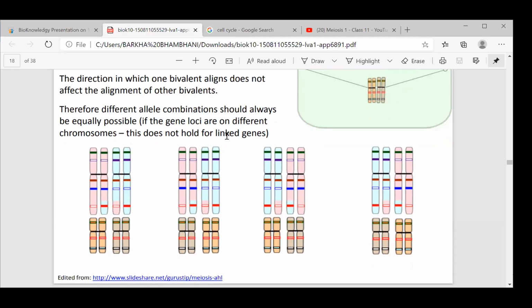Now the linked genes, which have the genes responsible for a particular trait, have to exchange at the same particular loci. If it doesn't, then it will cause problems. It cannot happen on different chromosomes. It should be between the non-sister chromatids only, so that it does not have variation in the linked genes.